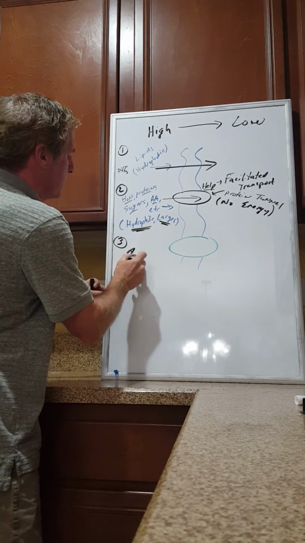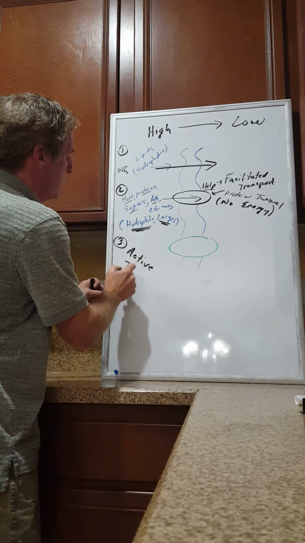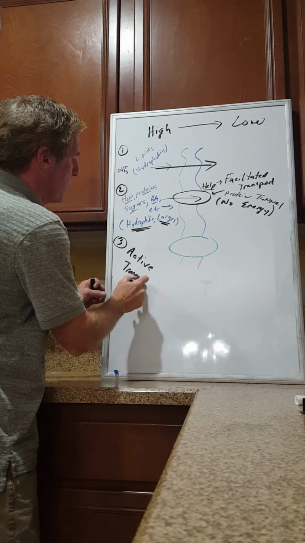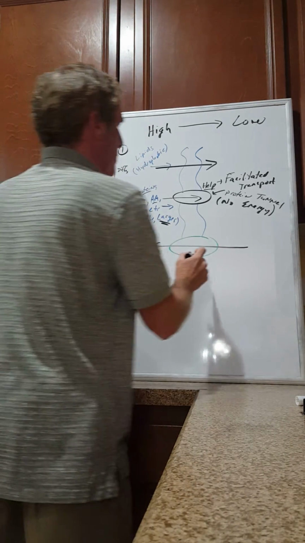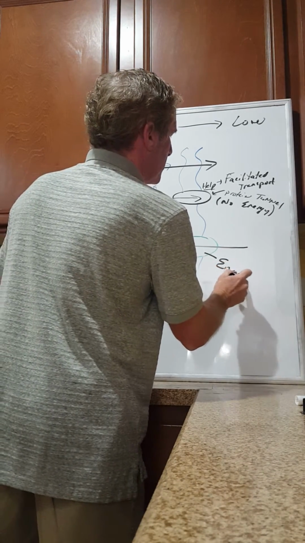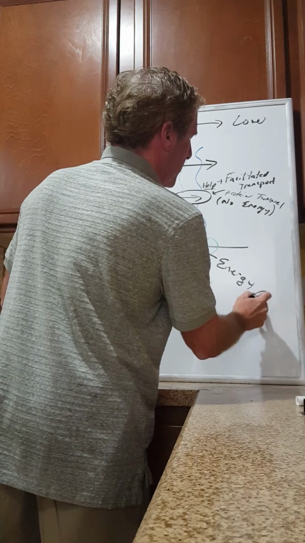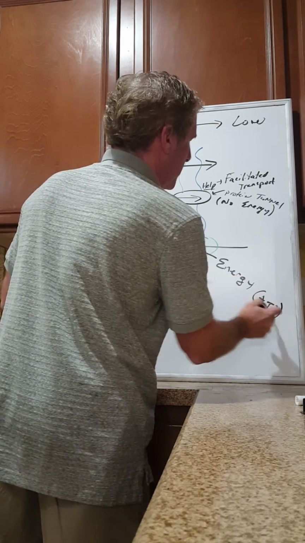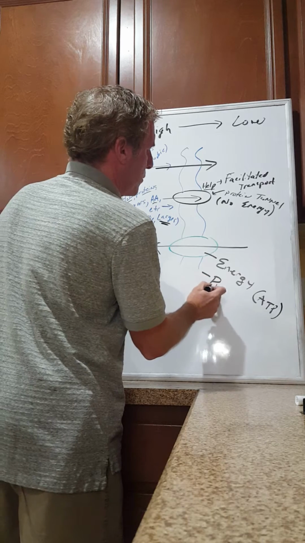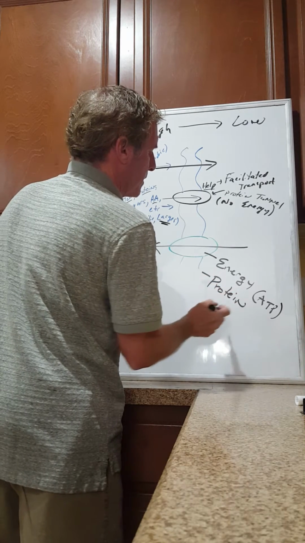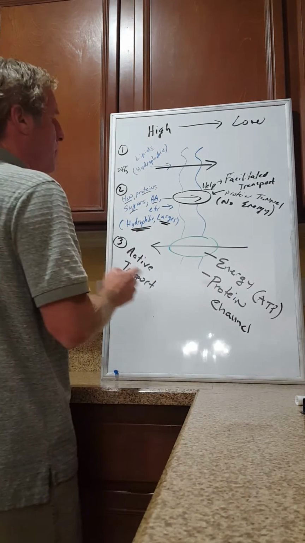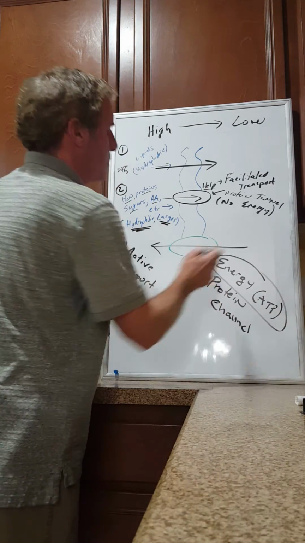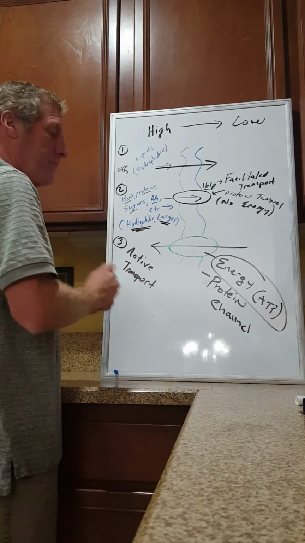And then finally, you guys learned about active transport, which is when you want to go the other way. When you want to take something from low concentration to high concentration, that's going to require energy in the form of ATP, adenosine triphosphate, and it's also going to require a protein channel, just like facilitated transport does. But it's going to be harder to move it against the gradient, so it's going to take energy to do it.